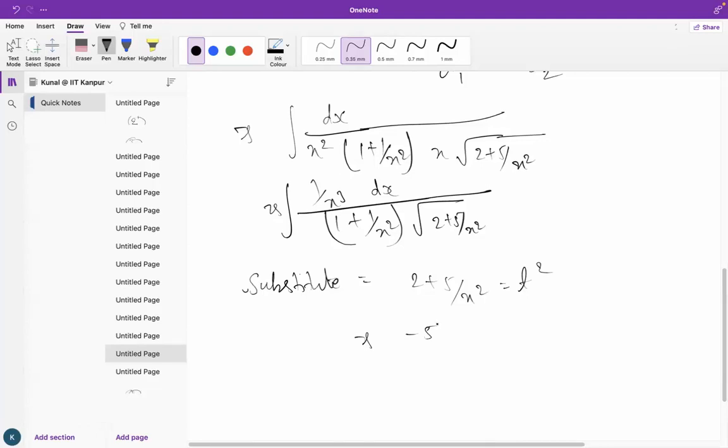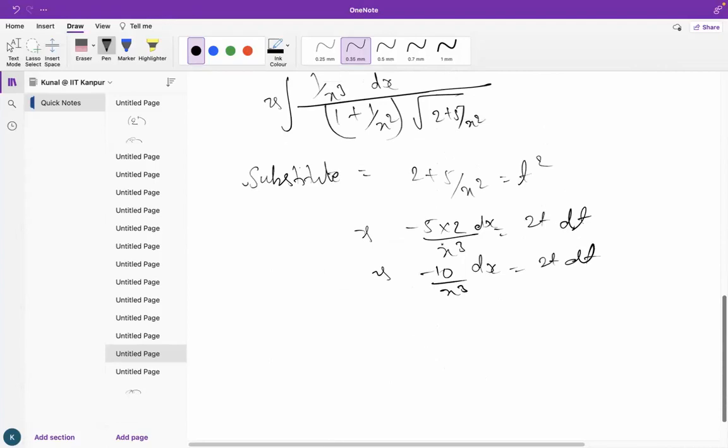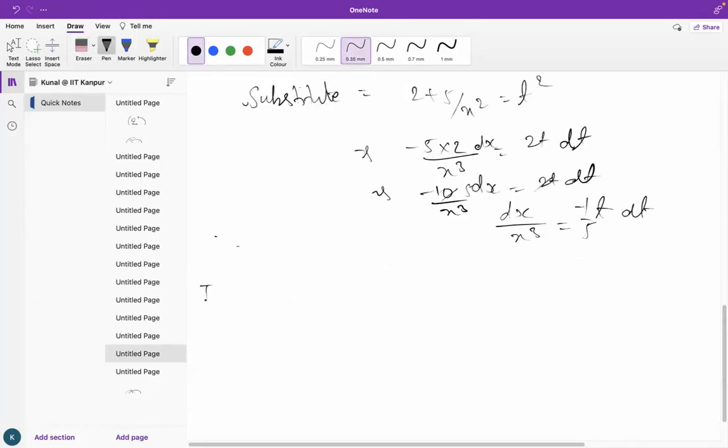So it will be minus 5 into 2 by x cube dx is equal to 2t dt. So minus 10 by x cube dx is equal to 2t dt, right? And then when we solve this, we simplify it, and we get dx by x cube is equal to t dt by minus 5, right? So our integrand looks like minus 1 by 5 t dt.